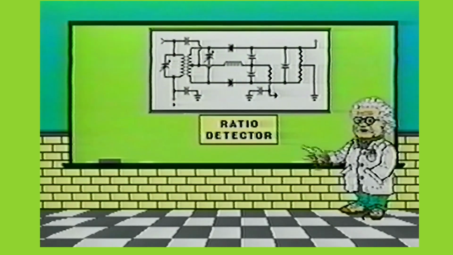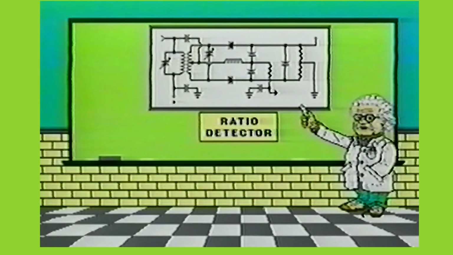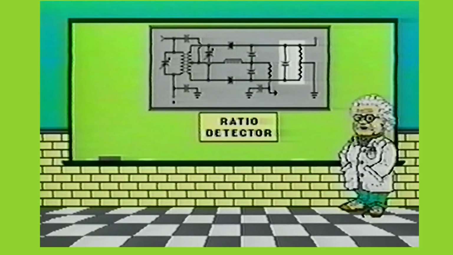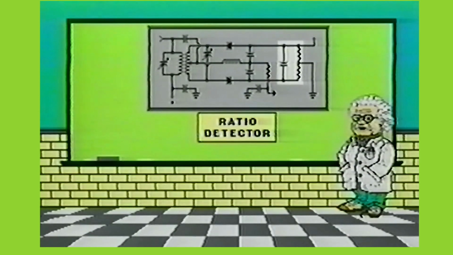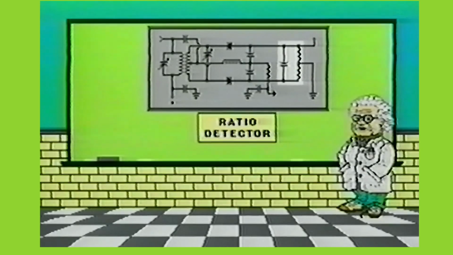The ratio detector is not sensitive to amplitude variation in the input as with the FM discriminator. Notice the end of the ratio detector circuitry. Capacitor C7 and resistors R1 and R2 are used to maintain a reference voltage potential across the circuit, so amplitude variations won't affect the output.